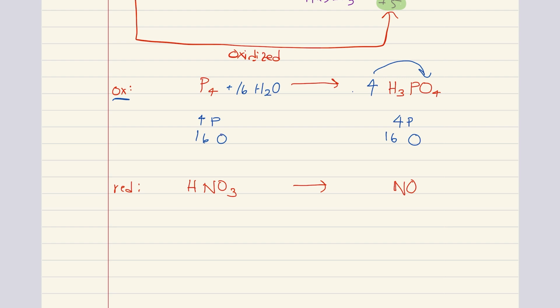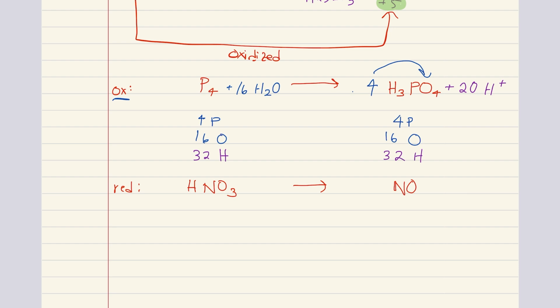Our final step is to balance hydrogen by adding H+ as needed. So on the reactant side, we have 32 hydrogens, and on the product side, we only have 12 hydrogens. To balance this, we're going to add 20 H+ to the product side, and now both sides are completely balanced.